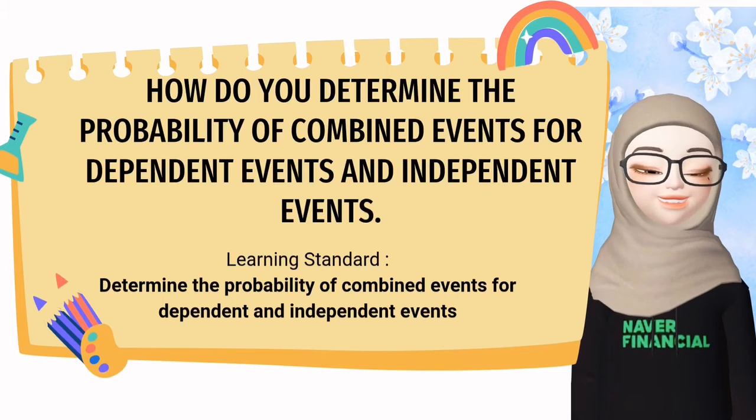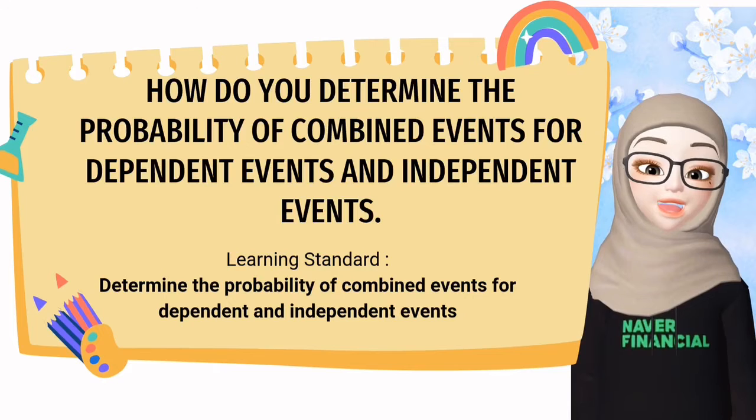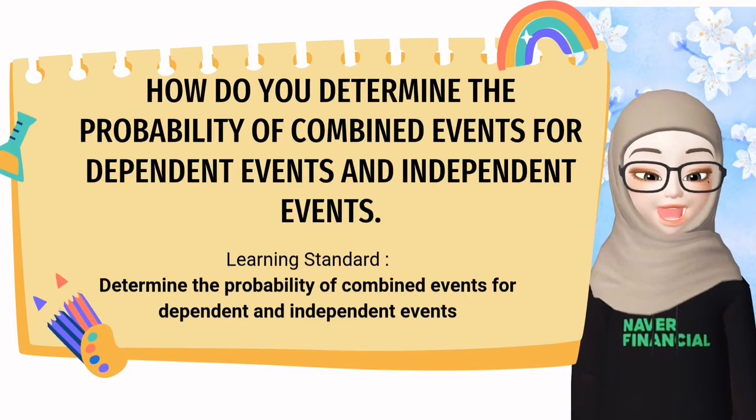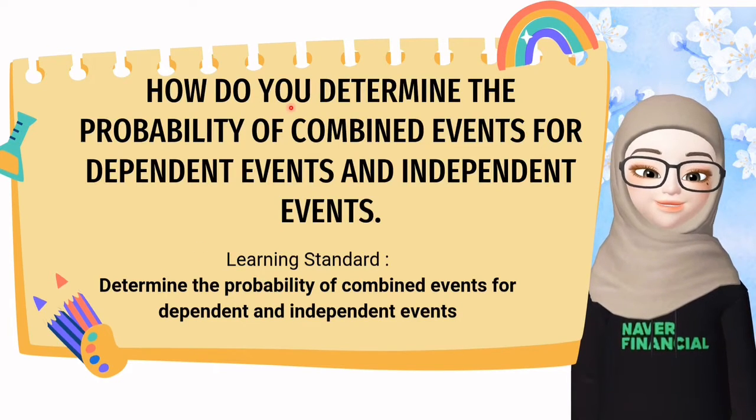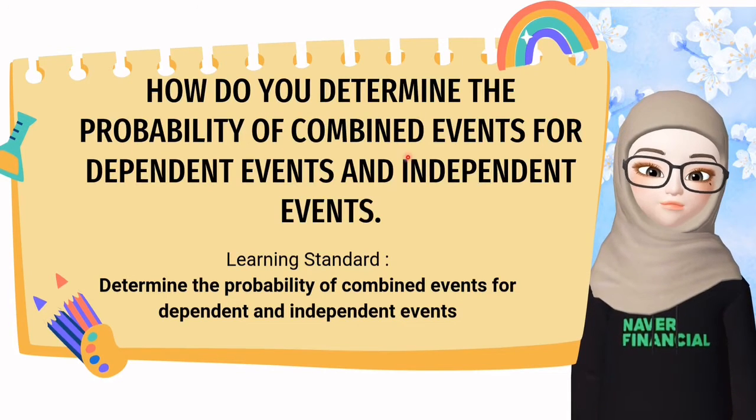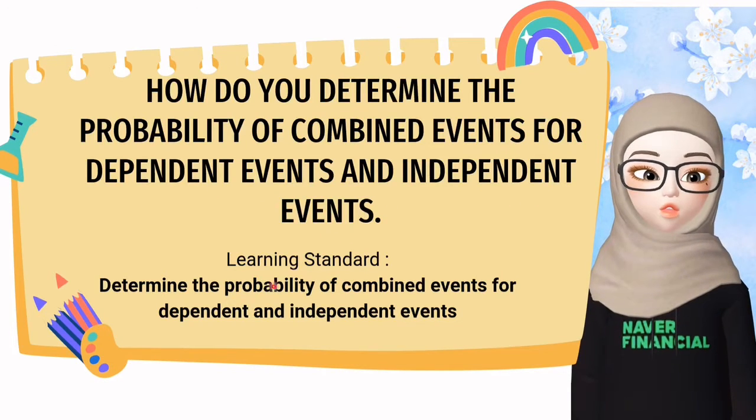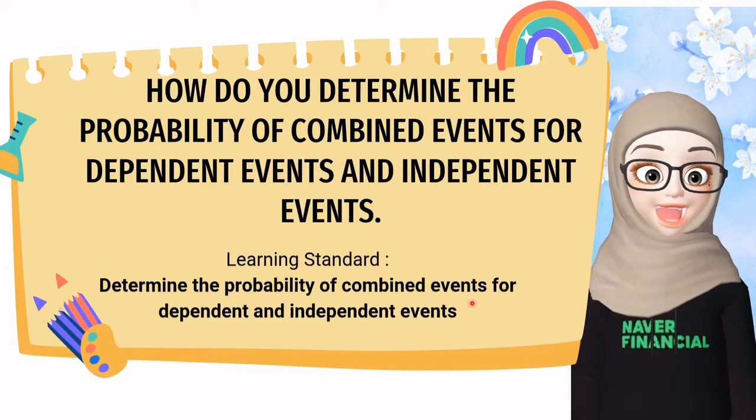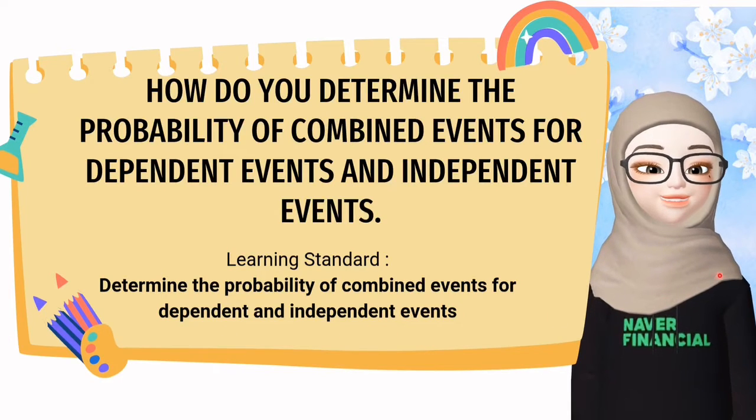During our previous class, we have already learned how to differentiate between dependent events and independent events, and also how to use the multiplication rule of probability. And now we will learn how to determine the probability of combined events for dependent events and independent events. So our learning standard is to determine the probability of combined events for dependent and independent events.